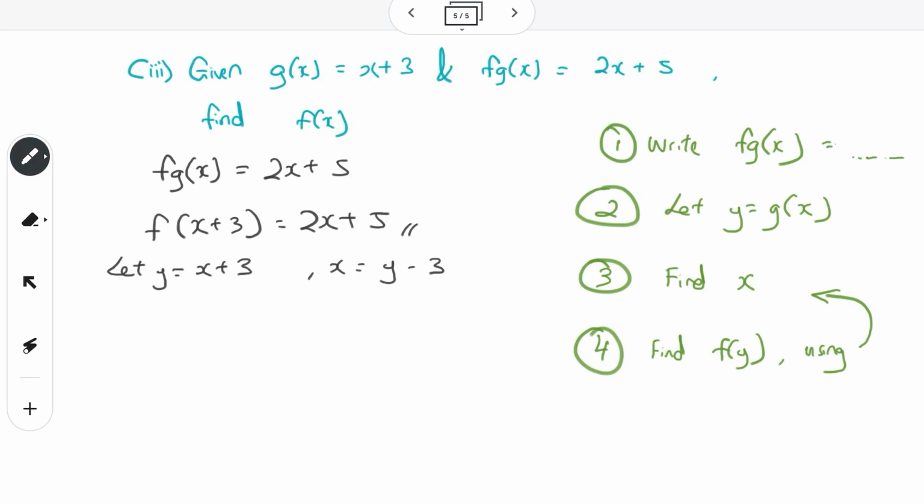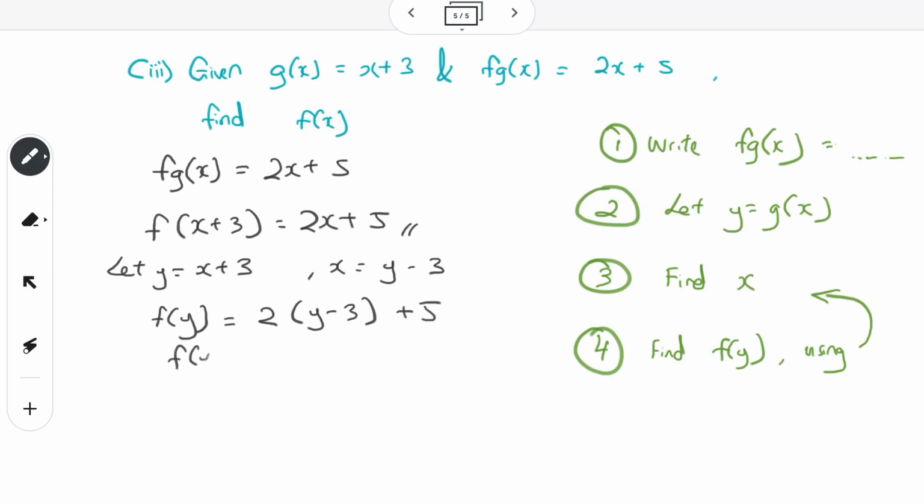Right, now this is where it gets freaky. This is what you have to do. You have to find f(y). So I'm going to write f(y) will be equal to, and it's going to be very similar to this. Right, you're going to input this here, but instead of using x, we're going to use what we found x to be in our previous step, which is y minus 3. So instead of 2x, we have 2(y minus 3) plus 5.